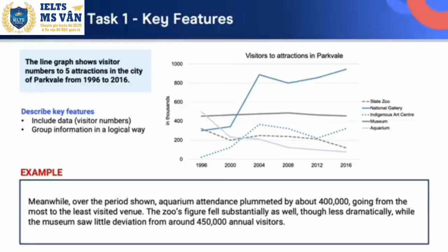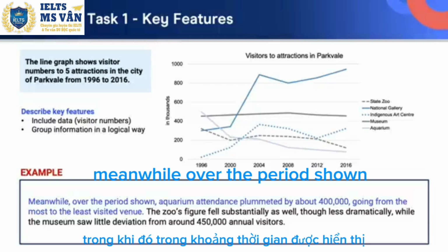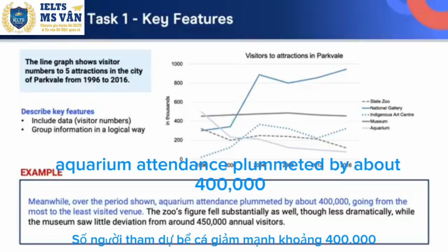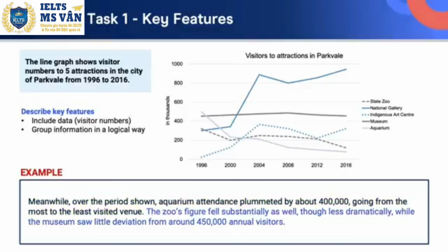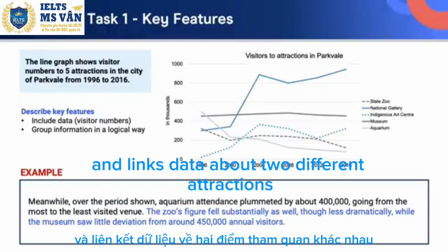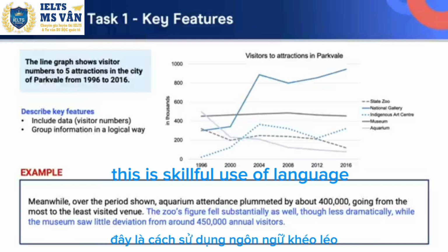This is the second paragraph describing the key features. Meanwhile, over the period shown, aquarium attendance plummeted by about 400,000. Again, we have detail and numerical data. The next sentence contrasts and links data about two different attractions. This is skillful use of language.